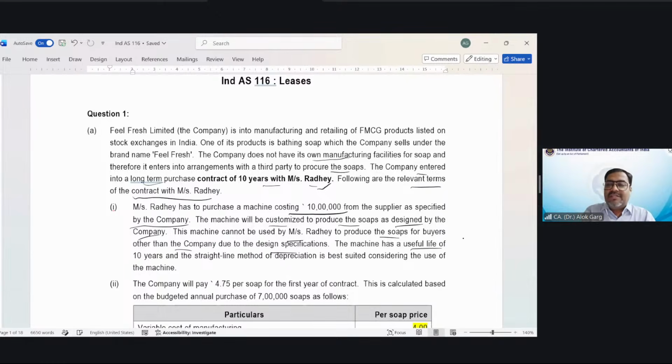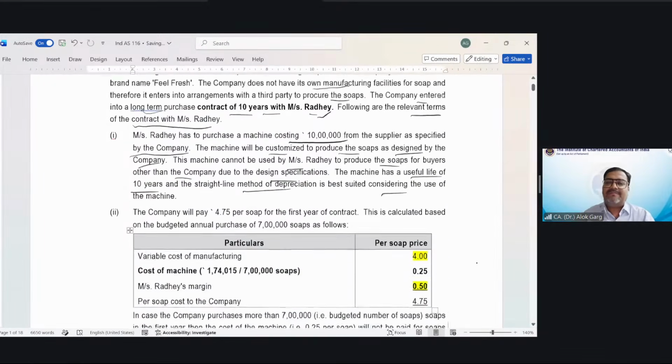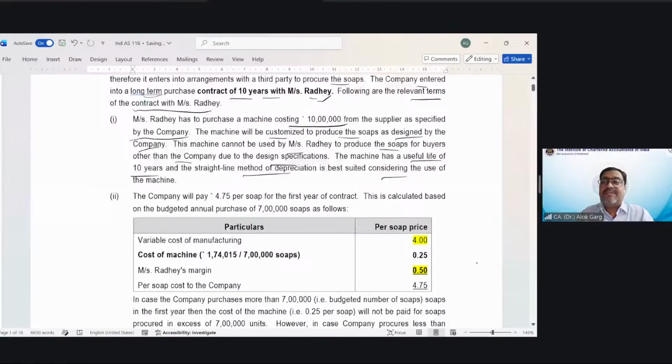Okay. The machine has a useful life of 10 years. The contract is also 10 years. And the straight line method of depreciation is best suited considering the use of the machine. Right? Sir, after reading this paragraph, it seems like it is going into a lease contract. While the machine is purchased by Messrs. Radhe, this machine is dedicated for the purpose of Fieldfresh company only. Seems like this machine has been leased to Fieldfresh company, where the entire output belongs to Fieldfresh company, and how to use it, for what purpose it is going to be used, the right to control the use is also controlled by the lessee. Lessee means Fieldfresh company. The company will buy, the company will pay.